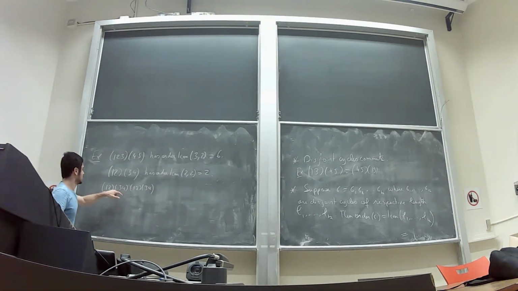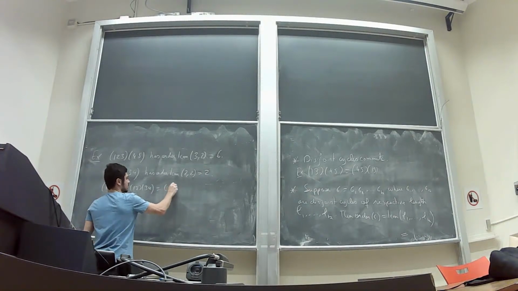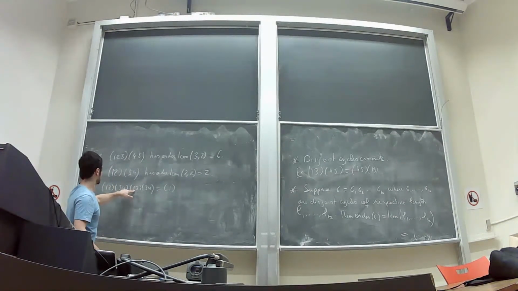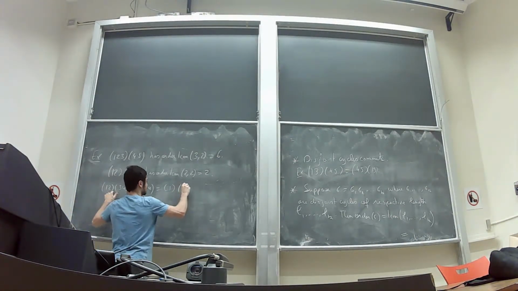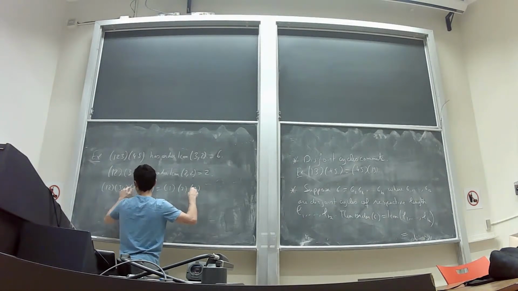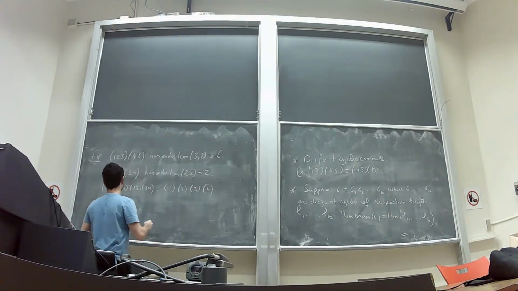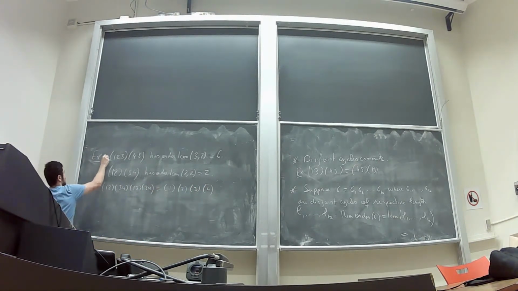1 will go to 2, and 2 will go to 1. So 1 will go to 1. 2 will go to 1, and 1 will go to 2. So 2 will go to 3, 3 will go to 4, and 4 will go to 3. That's it. But pay attention: the cycles are not disjoint.